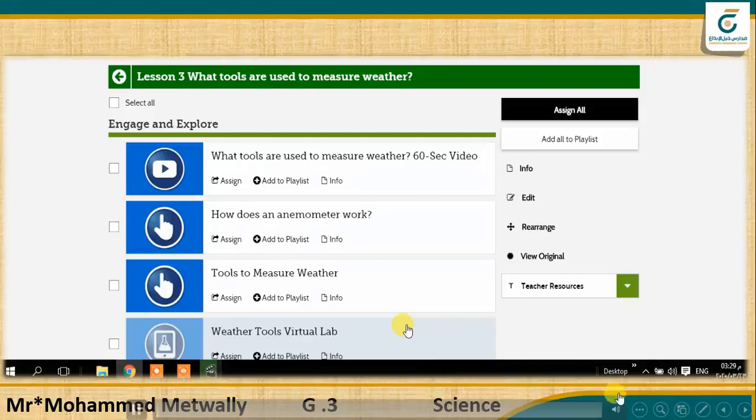Continuing our science lessons, we will start with lesson 3 of chapter 6, which talks about what tools are used to measure weather. In the previous lesson, we talked about weather and climate, and we know the difference between them. In today's lesson, we will use some tools to measure the weather.